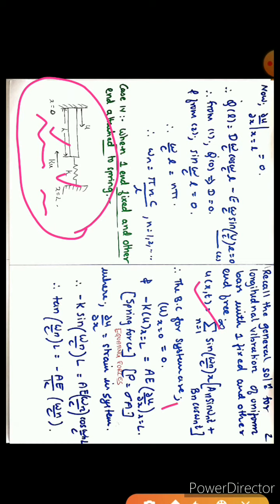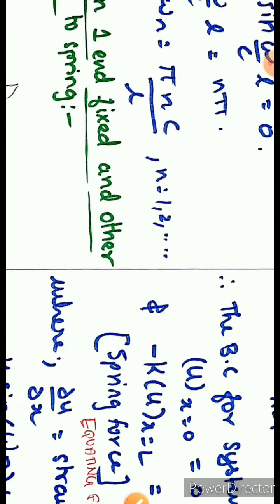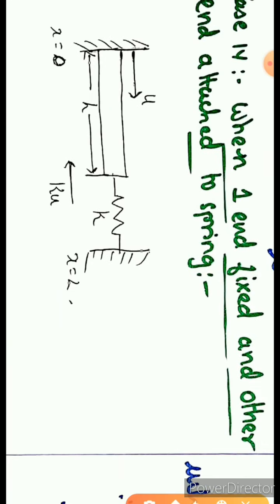Now the boundary condition for the first set is u of x equal to 0, that is u of 0, t equals 0. The next condition is at the spring, which is at the right hand side of the system, right here. So what will be generated? Two forces will be generated, right? Look over here. As you can see, the displacement direction is in this direction, so internal forces will be generated over here, as well as spring forces.